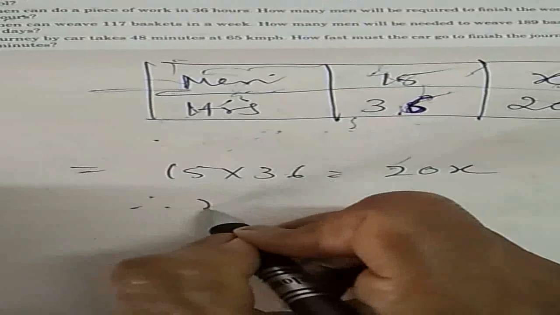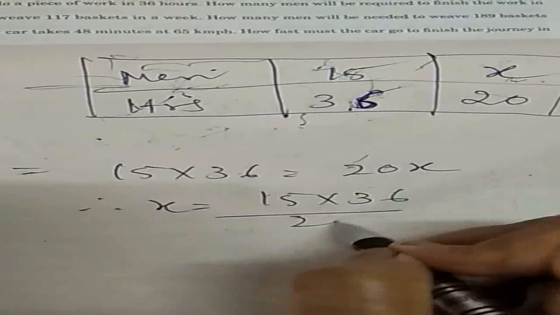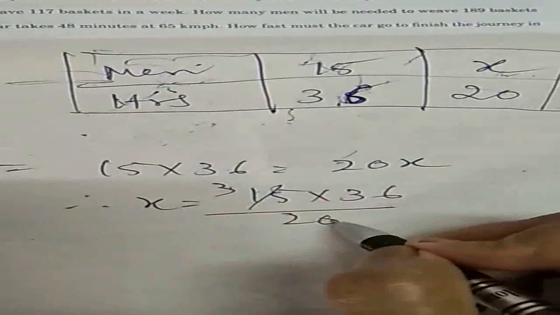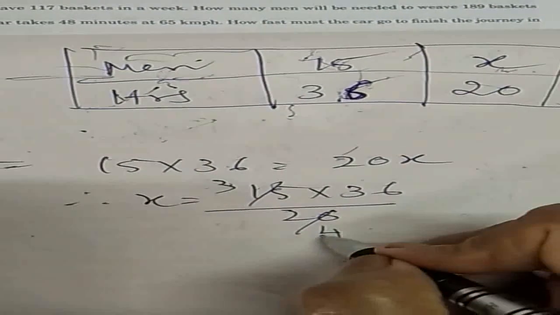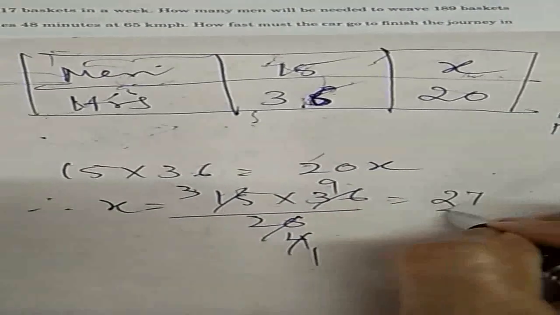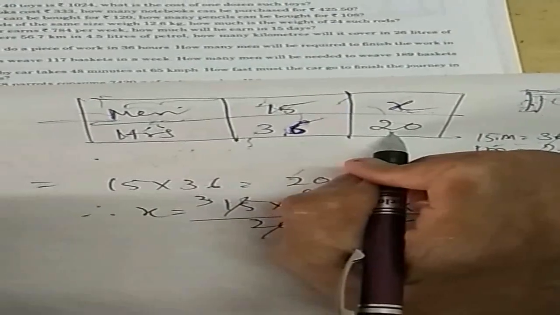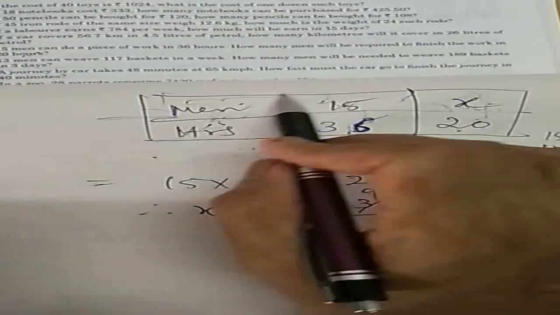Okay, now you have to find the value of x. 15 into 36 by 20. Now 5 3s are 15, 5 4s are 20, 4 9s are 36, 3 9s are 27. So 27 men can complete the work in 20 hours. Okay, hope you understand this.